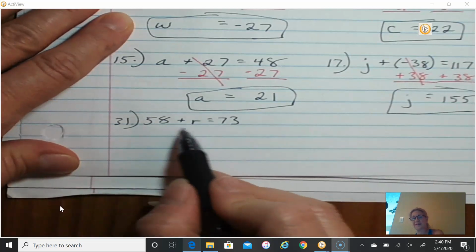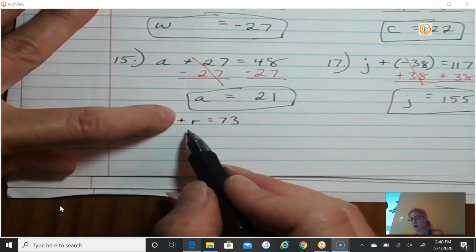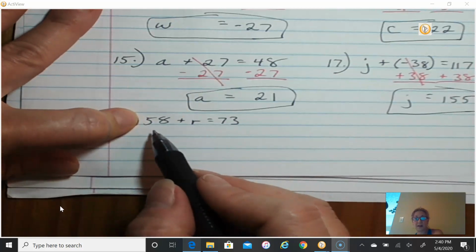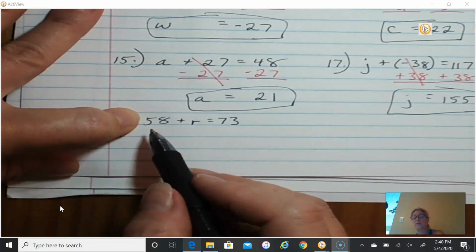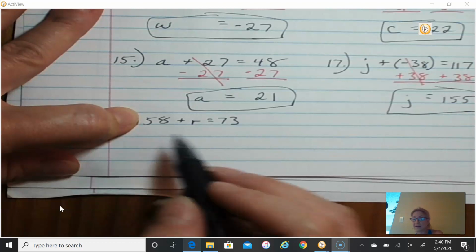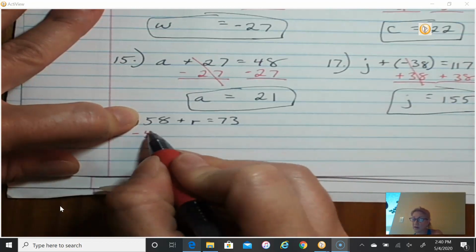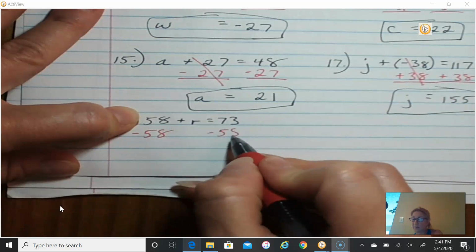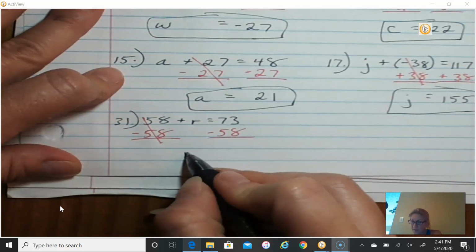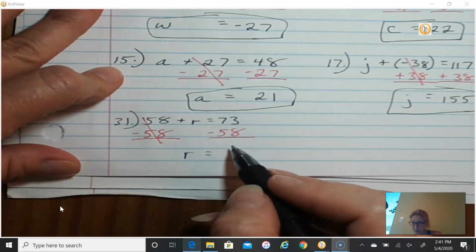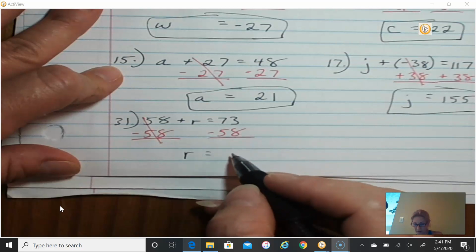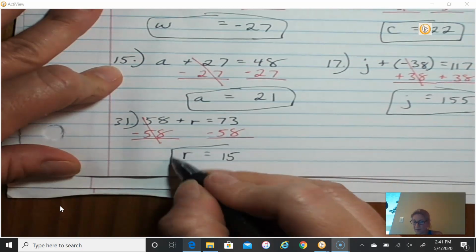The only reason I'm showing you this is because they kind of switched right here. Remember, we're isolating the variable. R is the variable. We have to get rid of this 58. There's no sign before 58, so what do we pretend it is? It's positive. It's definitely not negative. So we're going to subtract 58 on both sides because that's the opposite. So R equals 73 minus 58. 73 is the largest, so it's going to be a positive answer. You subtract, and you get positive 15.